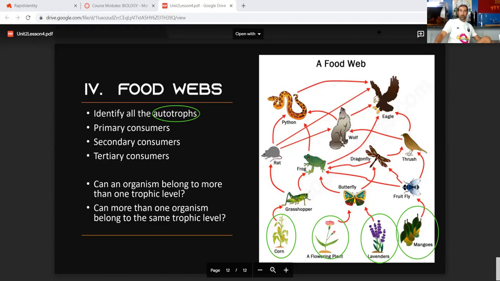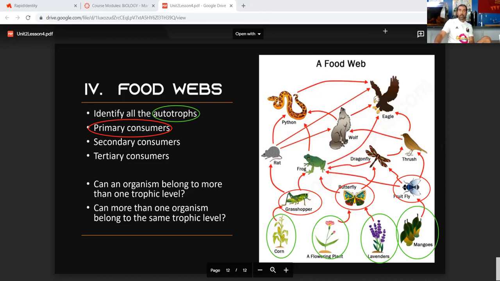All right, now next up on our list, can I identify the primary consumers? Well, the way you identify a primary consumer is you just simply count from the producers or from the autotrophs. You count to see what is the first thing that eats. So the first thing that eats corn is a grasshopper. The first thing that eats lavenders in these plants is a butterfly. And then the first thing that eats these mangoes, right, is a fruit fly. So all of these three things would be considered to be primary consumers.